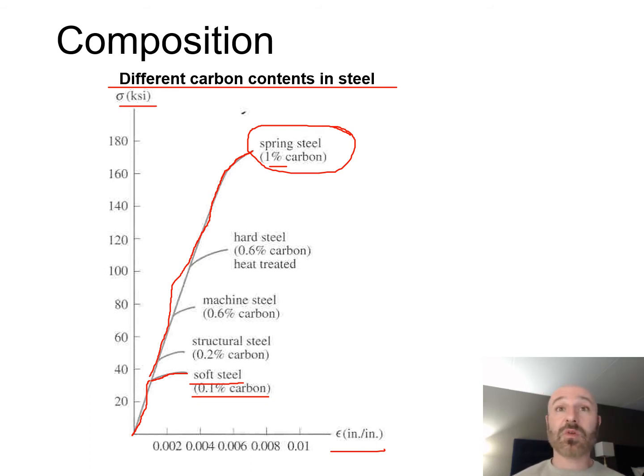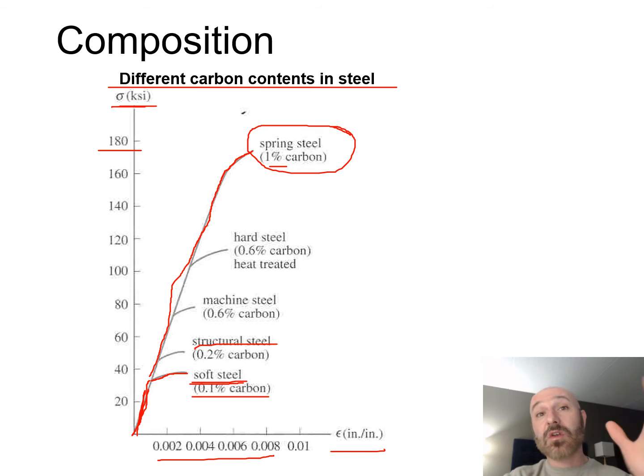So if you have a product where you need something to go to a lot higher stress, and you don't care that it stretches more before failure, you're just really concerned about that maximum stress, well then maybe a spring steel is better. Whereas if you can't have much deformation at all, or no permanent deformation, but you know your loads are going to be lower, your stress is going to be lower down here, maybe you want to go with a softer steel down here, or a structural steel, something like that. So depending on your application, your product, knowing that the difference in the composition of the material could be very crucial. It's still going to be a steel, but maybe your percentage of carbon changes.